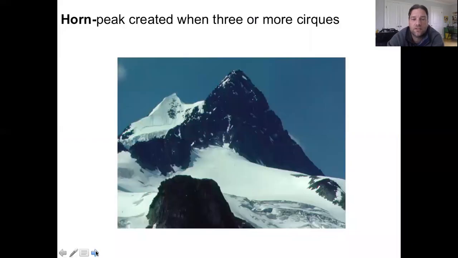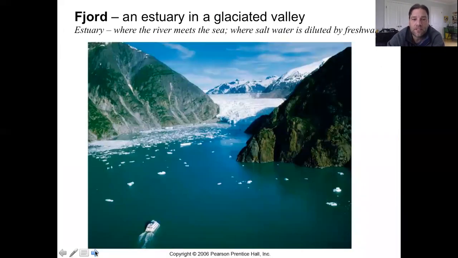And then there's a classic picture of the Matterhorn. And again, you have a glacier here, and there would be glaciers on every side of it, carving and making that peak more and more steep. The last example is called a fjord. And you can again see as the glacier goes all the way into the ocean, it's going to carve those steep sides, but yet there's water now in the valley.